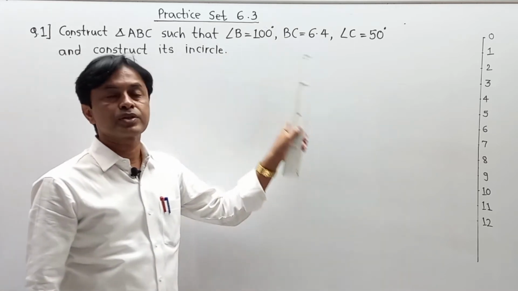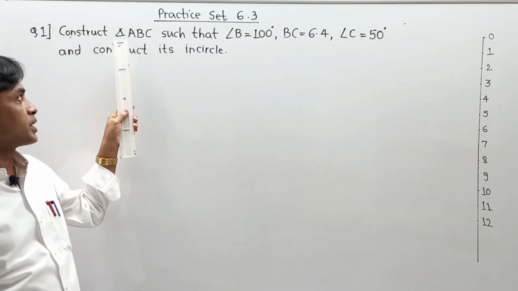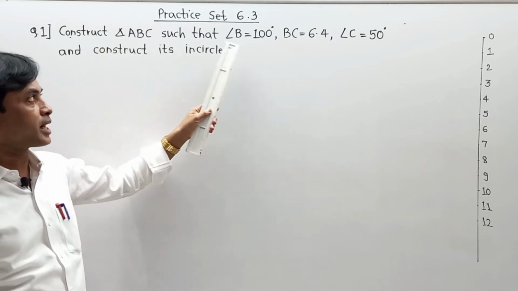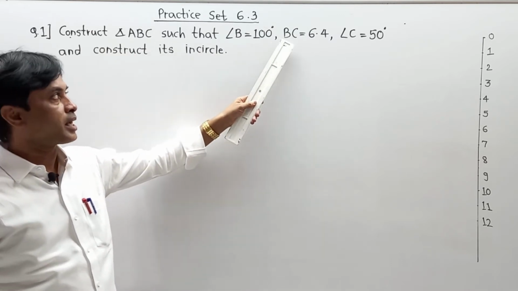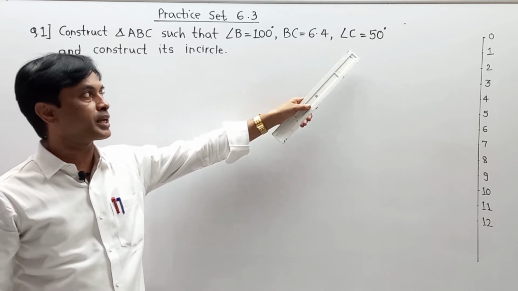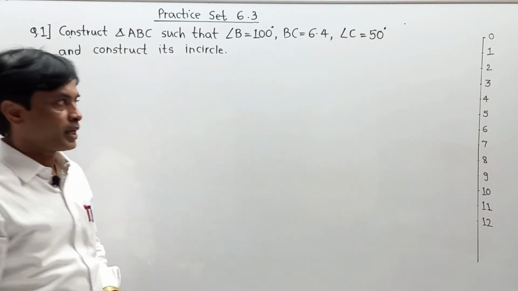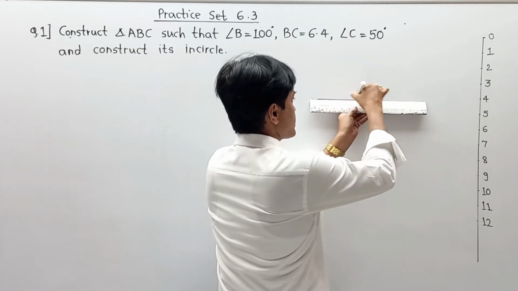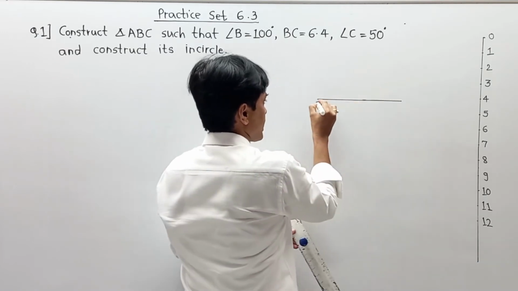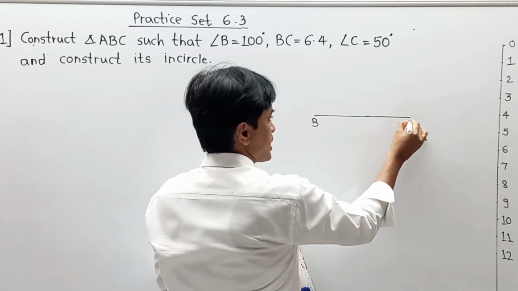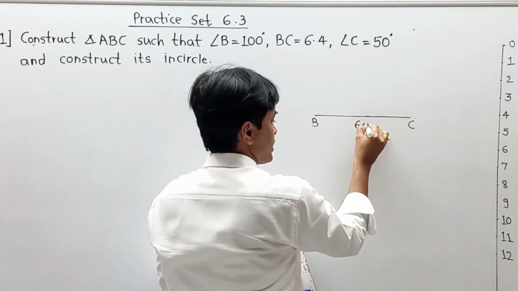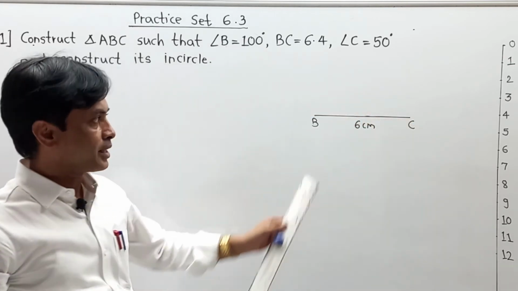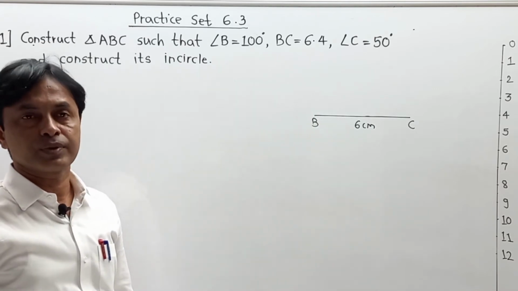First of all, we have to construct triangle ABC. Then what is given in triangle ABC: angle B is 100 degrees, BC is equal to 6.4 centimeters, and angle C is 50 degrees. Let's have a rough diagram over here. If I draw first, in that case, you have to draw a rough diagram. Let us say BC and it is of 6 centimeters. Again I am going to clarify that I am going to draw this rough diagram in front of you.